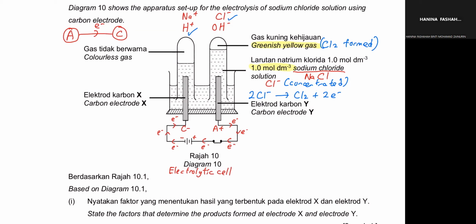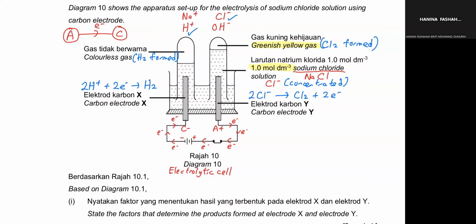What about X? X is choosing hydrogen ion. Hydrogen ion will receive electron to become what? Hydrogen ion receives electron to become hydrogen gas. So this one, what gas? Hydrogen gas is formed. This is a bit difficult to accept, but I explain to you quite clearly.